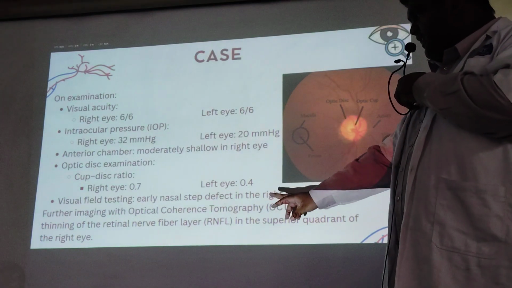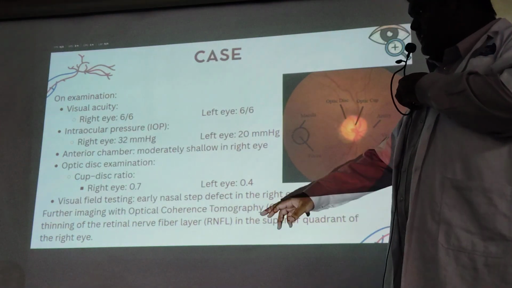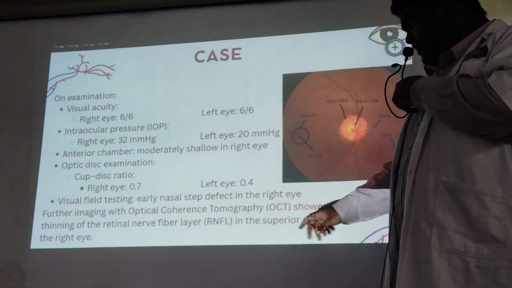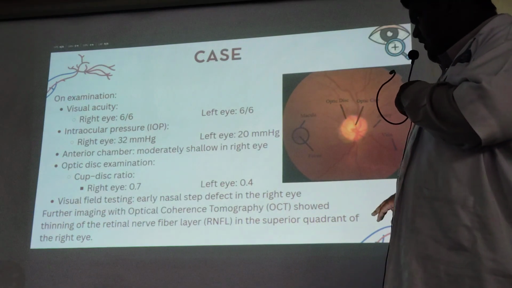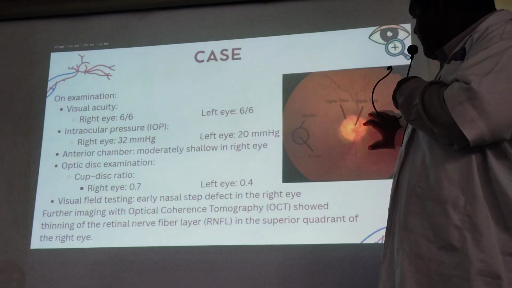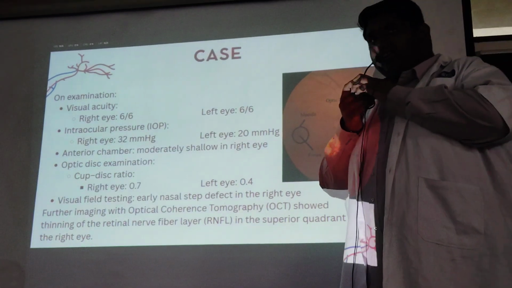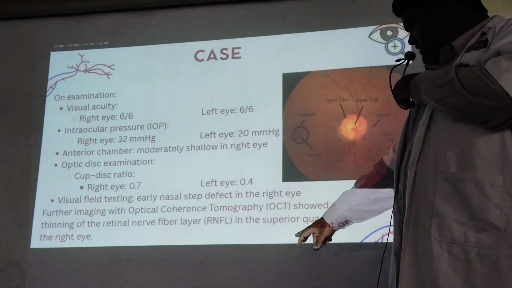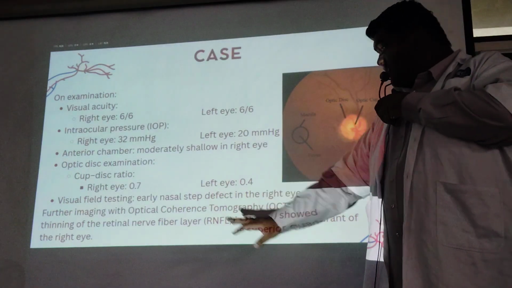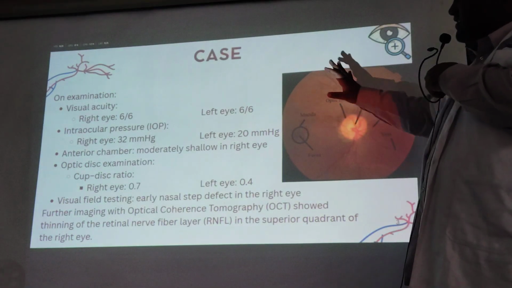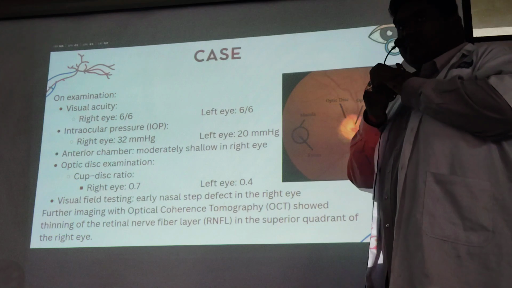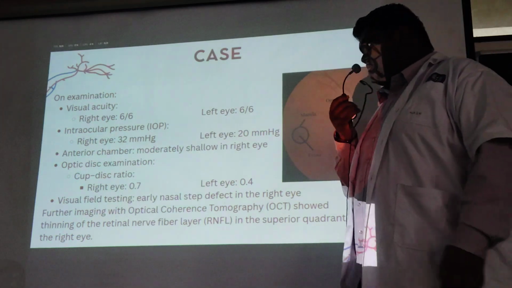Further imaging with optical coherence tomography showed thinning of the retinal nerve fiber layer in the superior quadrant of the right eye. So what the optic disc and optic cup significance is will be explained further, and the same with the superior quadrant of the right eye. But these are just the main symptoms that were examined in the initial examination of the patient.